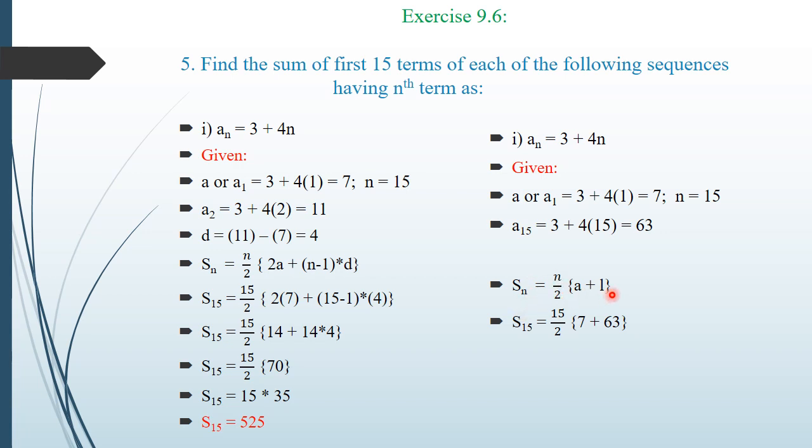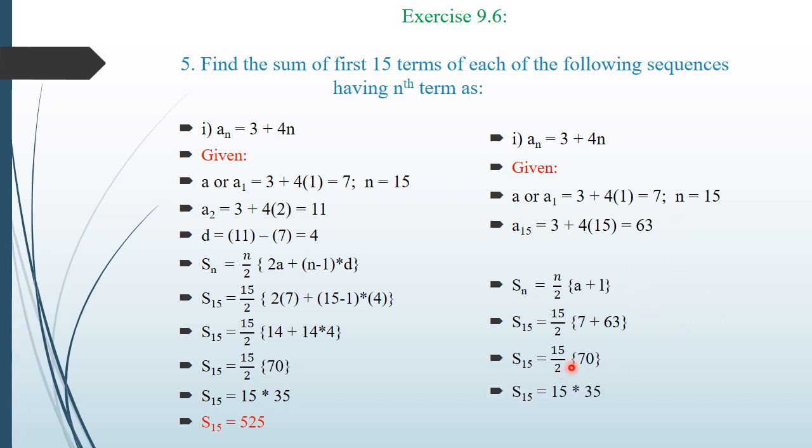into a plus l. That is, l is nothing but the last term, whichever I want to calculate here. Using this one new formula, I can calculate the sum up to the 15th term. Wherever n is there, I'll put 15. Wherever a is there, I'll put the first term, and wherever l is there, I'll put the last term up to which I need to calculate the sum.